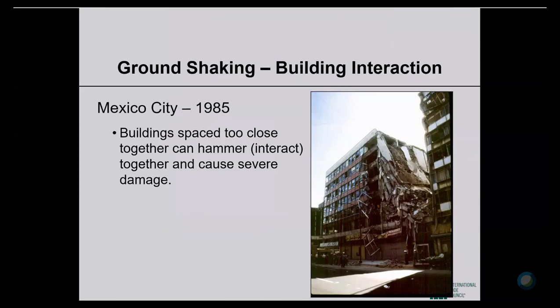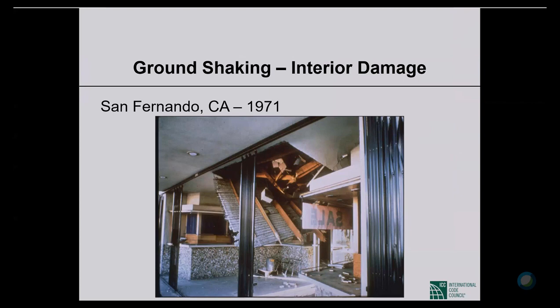Building interaction. Two buildings close to each other, not enough gap in an earthquake. One building hits against the other, and you see the consequence in the right hand picture. I will show you more of this tomorrow. So buildings spaced too close together can hammer together and cause severe damage. And I have a lot of stuff. Obviously, I have to be very selective in what I can show you within the time limitation.